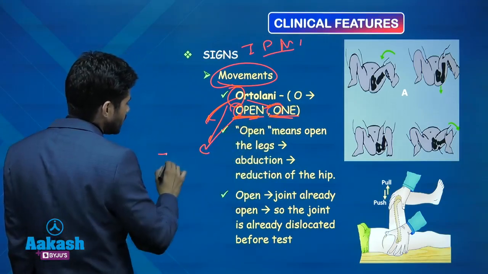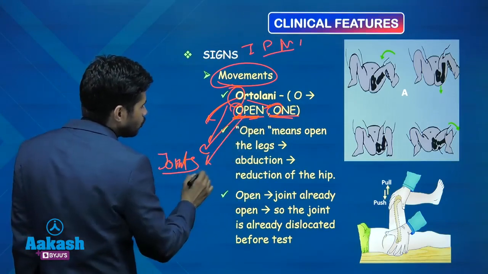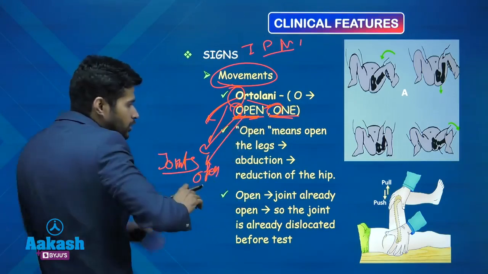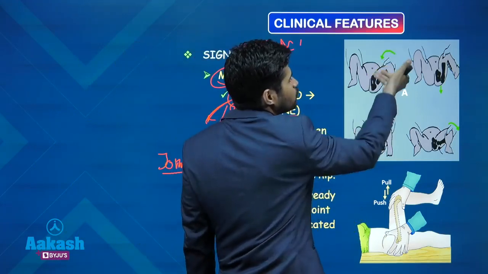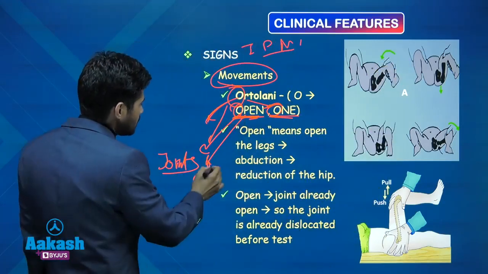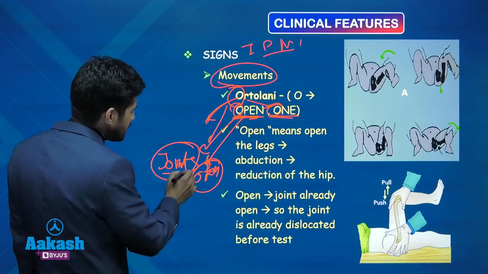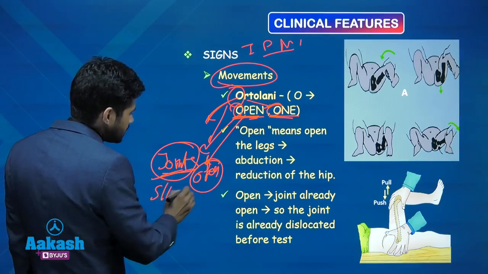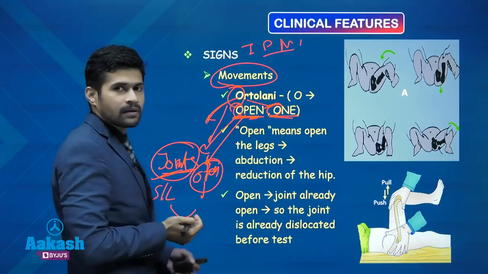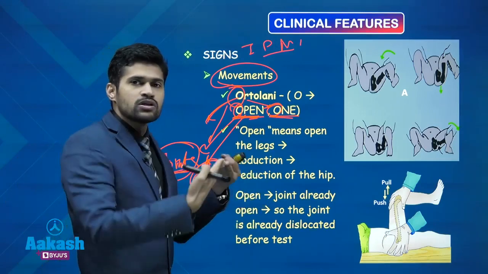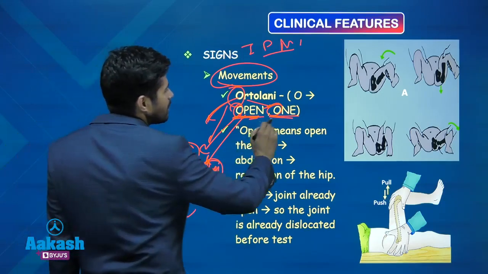Open means the joint is open, that means it is already subluxated, and you have to open the legs. So if you open the legs, that will be an abduction movement, right? If you open the legs and the joint is already open, then what will you be doing? The joint is already subluxated and you are opening the legs. Then what will happen? You will be reducing the joint. By the movement, you are reducing the joint because the joint is already open. So it is a one movement test.